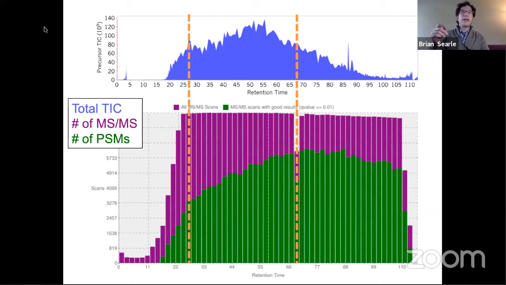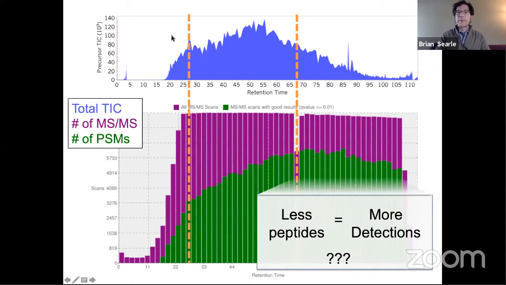And in green, you can see the number of PSMs and the number of peptides that were detected at any given time point in that region. One of the things that's really interesting is that in this region where you actually have fewer peptides, there's less precursor signal. You actually end up detecting more PSMs or more peptides with DDA.